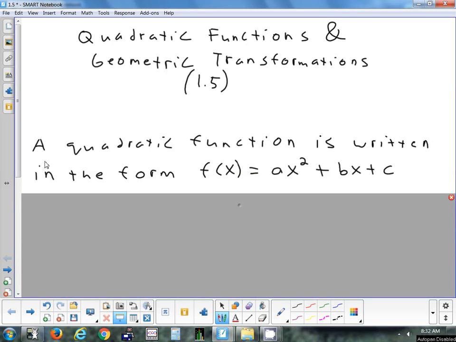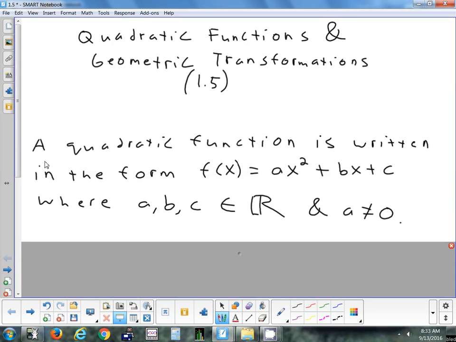So first of all, a quadratic function, this is one way you can write it. You've probably seen this form a lot when you do factoring in Algebra 1. Ax squared plus bx plus c. What's important is that a, b, and c are elements of the real numbers. That's what that means. A, b, and c have to be real numbers. They can't be imaginary. And a can't be 0.